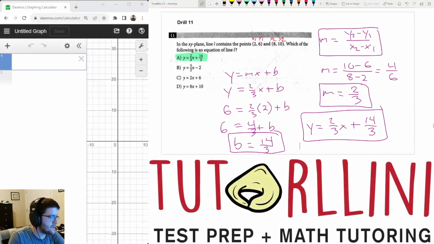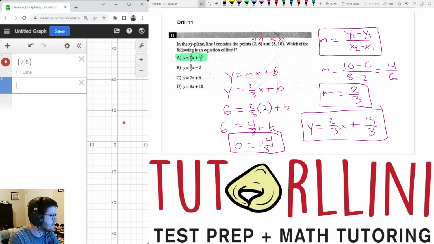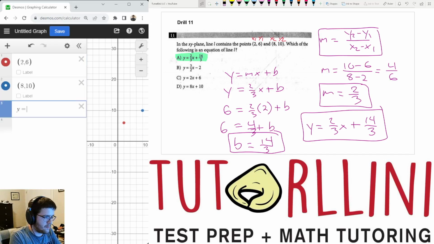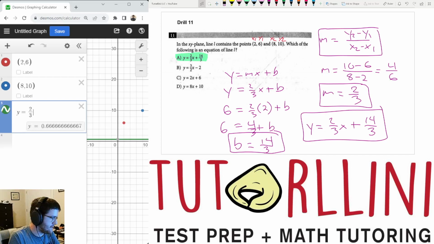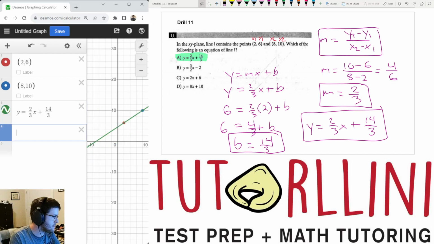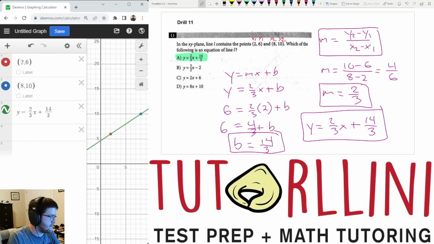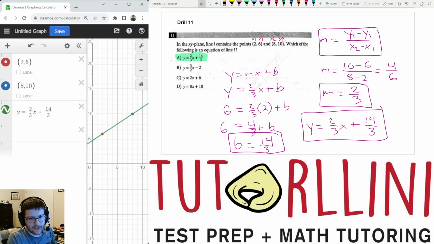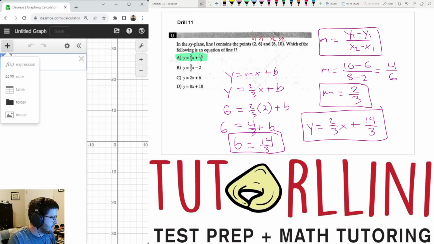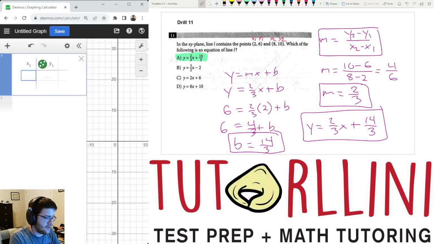Probably a great way to do this would be to just guess and check. So I'm just going to put in the answer and confirm that we did it right. And you can see that it goes through both points, so it's definitely answer choice A. Another way you could do this if there weren't answer choices is you could make a table and type in the table. So 2, 6, and 8, 10.